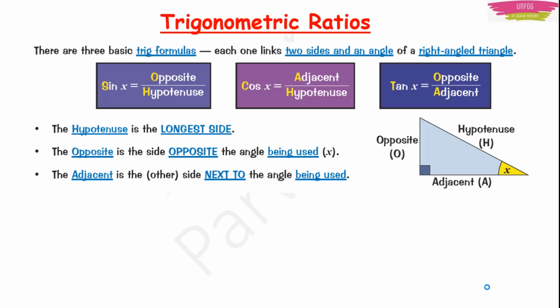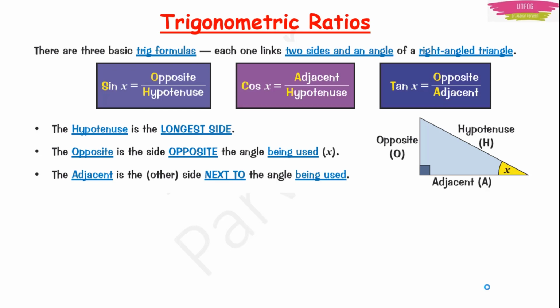In the same manner, if I want to find cos of that angle x, then I will write adjacent side by hypotenuse. And if I want to find the tan of that angle x, then I will write opposite side by adjacent side. If I have the values for these sides, meaning if some numbers are given in the question for the lengths, I can substitute there and find the angle.